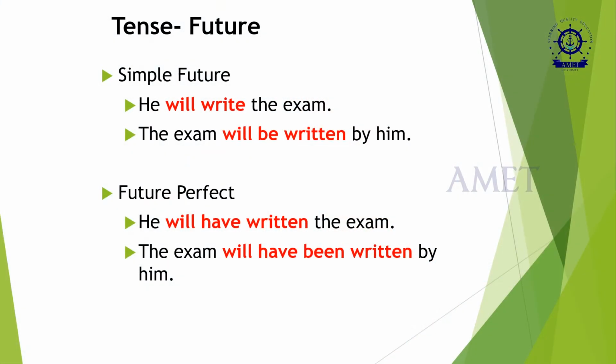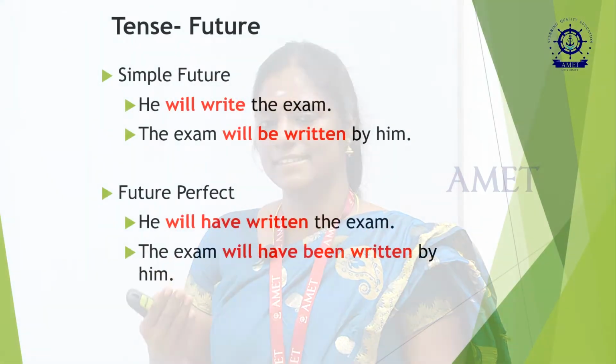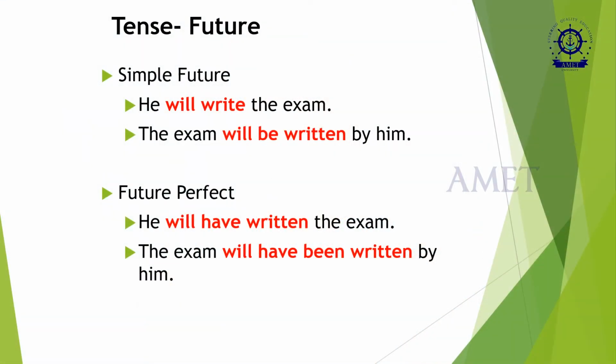Let's move on to future perfect. He will have written the exam. Already we discussed that for perfect tense we have to use been in passive voice. The same is applicable here also. The exam will have been written by him. So, for progressive we have to use being, for perfect we have to use been, and for simple future we have to add be, that is all.